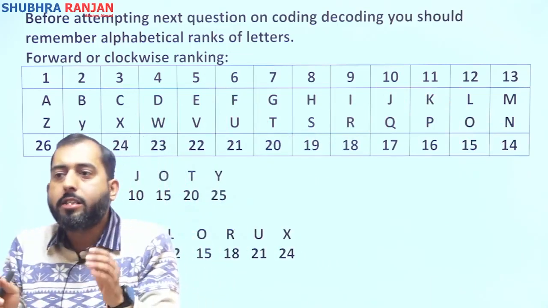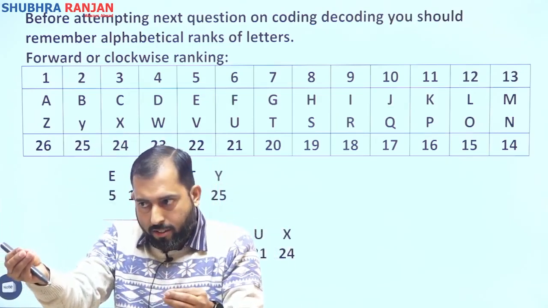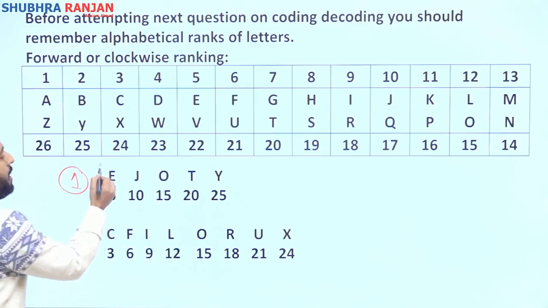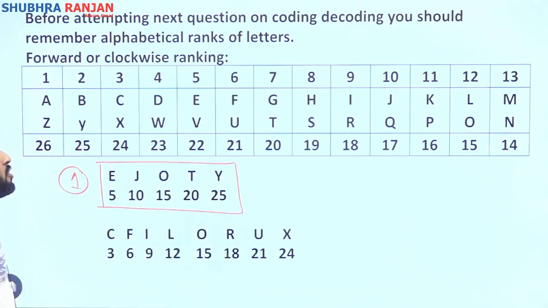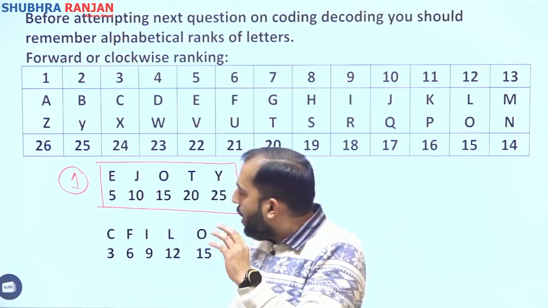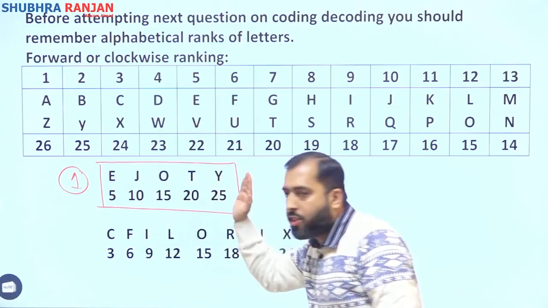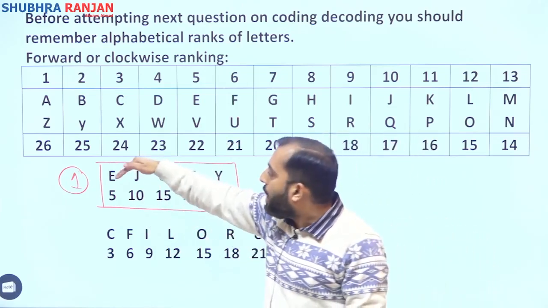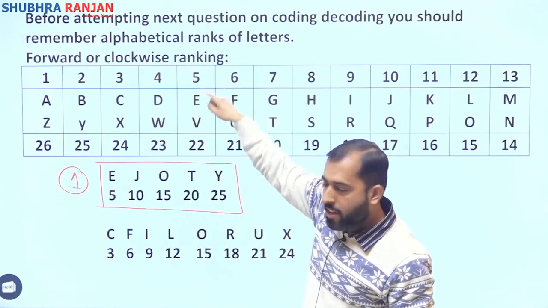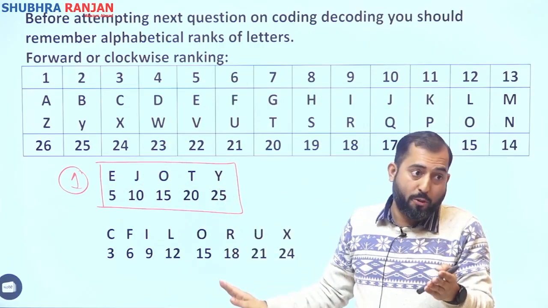Now, this is the case when you don't want to remember anything. If you can remember one or two things, the first one is EJOTY. Remember this word EJOTY; it sounds like the name of a girl. In this word, every letter is at a distance of 5 from each other. If you rank all the letters alphabetically, E comes at the 5th position, J comes at the 10th position, and similarly, Y comes at the 25th position.